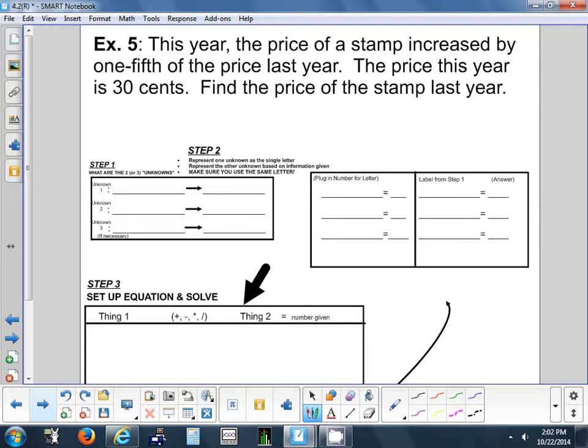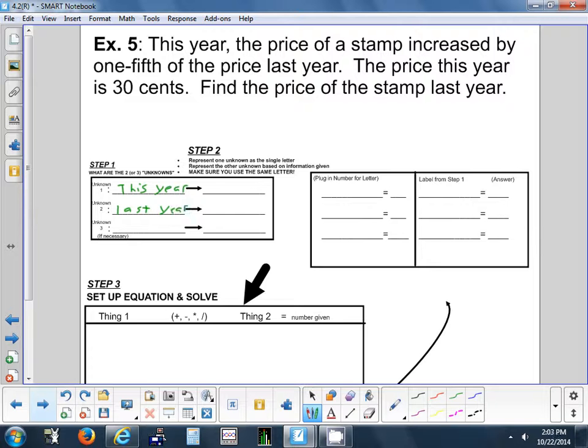Okay, just read the first sentence. Don't read anything else right now. What are the 2 things we need to find? Price this year and price last year. Yep, so we have a this year price, we have a last year price. Okay, so let's just write this year and last year.